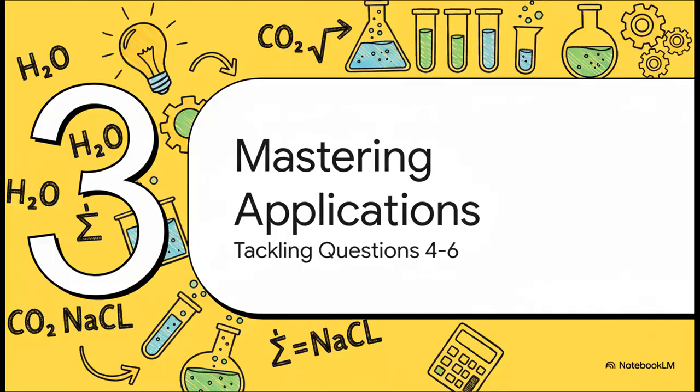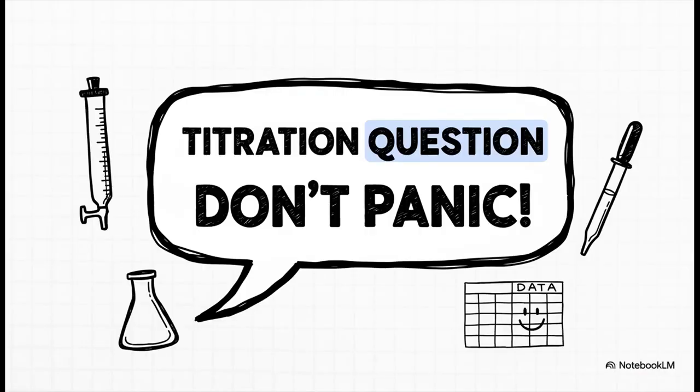Let me prove it to you. The titration question. You knew it was coming, right? It's a classic that shows up on pretty much every paper. It's all about being precise and handling data. But don't ever panic when you see a big table of numbers. It's just there to be broken down, one step at a time.